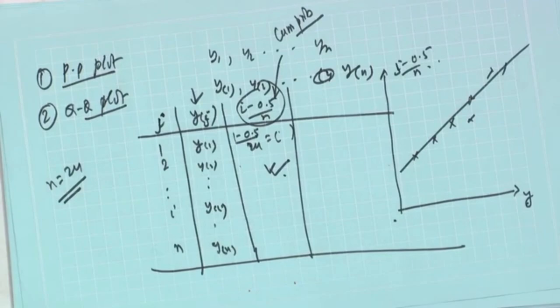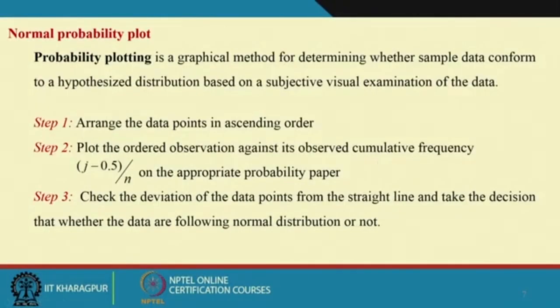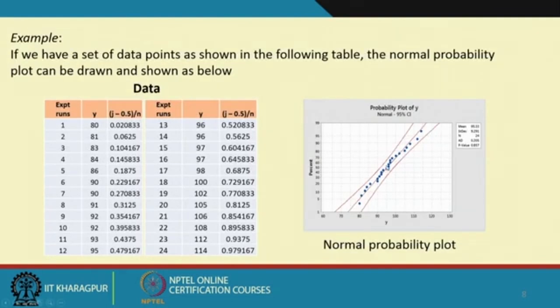Okay. So, let me read out here. Arrange data points in ascending order, and then plot the ordered observation against its observed frequency or cumulative frequency. Okay. So, I want to use the slides. Now, with the given example, you see what we have done. And then here we are showing the probability plot.